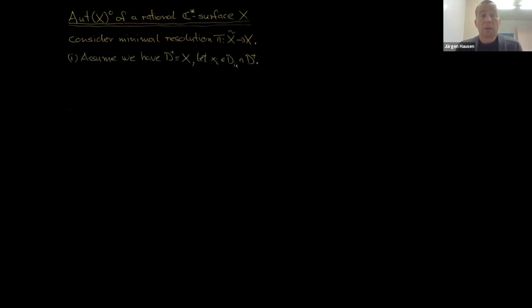So we look at the minimal resolution of X, the C-star equivariant minimal resolution. And now I distinguish two situations. First, assume that we have a parabolic source in X, D plus, and we denote by xi the unique point contained in the intersection of the ith arm with the source D plus.